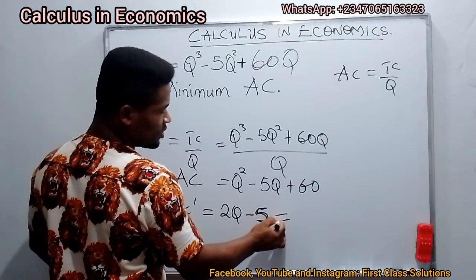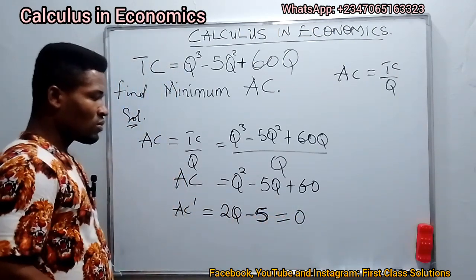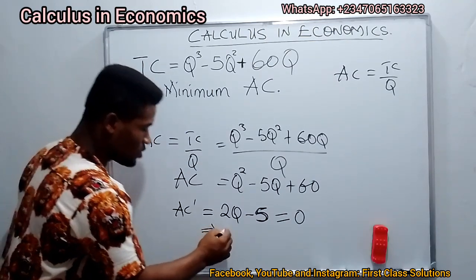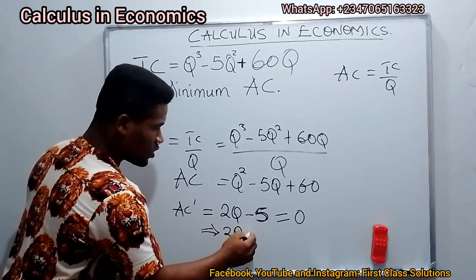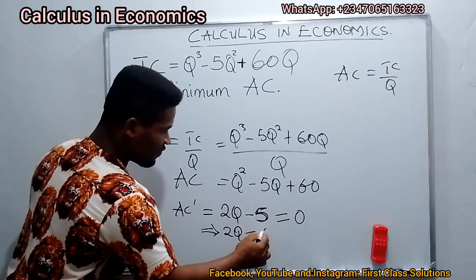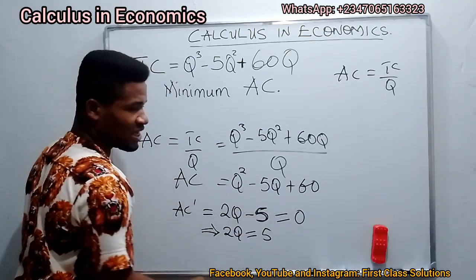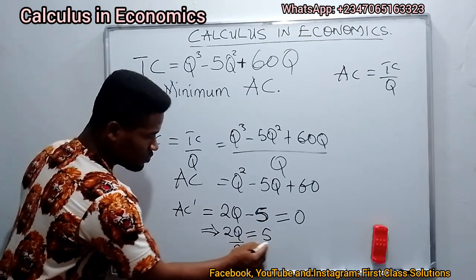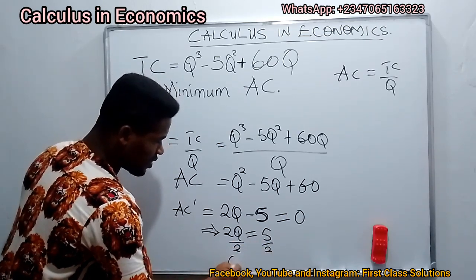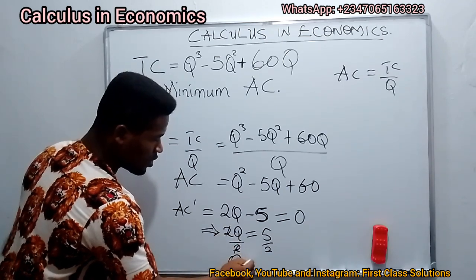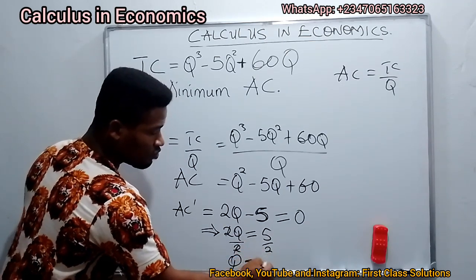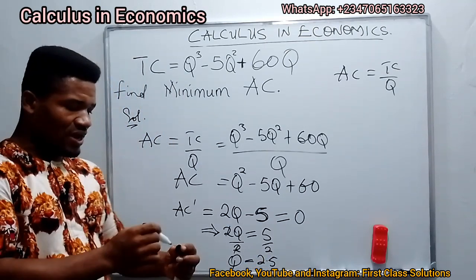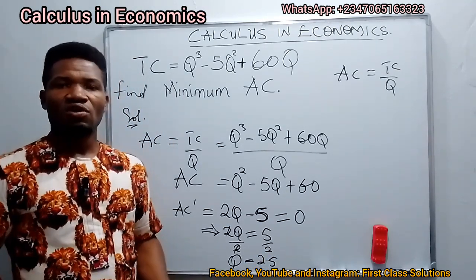Then we'll simply equate it to become 0. When you have this to become 0, that implies further that 2q is equal to 5. That means when you take minus 5 to the other side, it becomes equal to 5. We'll further simply divide both sides by 2. It means that our q, if 2 cancels 2, our q will be 5 over 2, which is the same as 2.5. So having 2.5 as the value of q is not the end of the road.